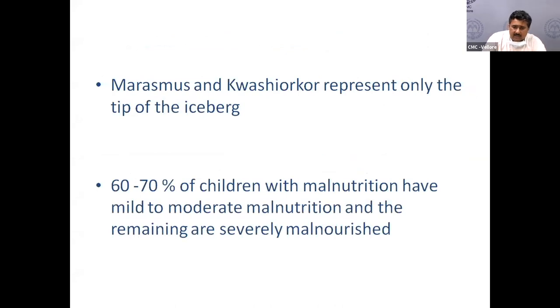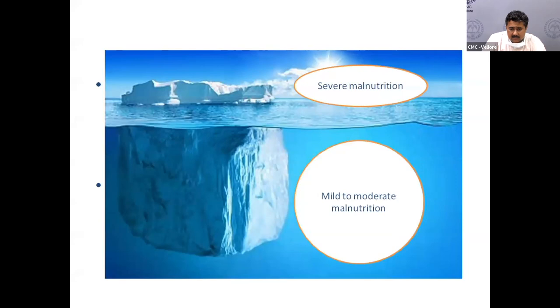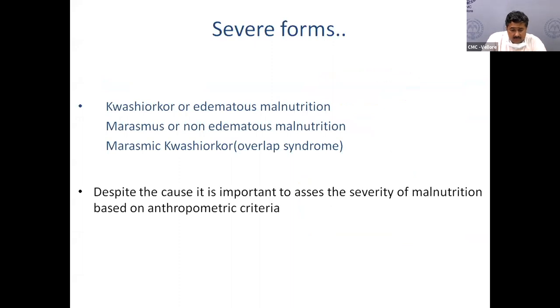Usually marasmus and kwashiorkor just represent the tip of the iceberg. 60 to 70% of children with malnutrition have mild to moderate malnutrition and the remaining are severe malnutrition. There is even a term, subclinical malnutrition, too. Where is the importance? Early detection and intervention have a key role. As I said, severe malnutrition is just the tip of the iceberg. Kwashiorkor was also called edematous malnutrition, and marasmus is also called non-edematous malnutrition. You can have overlap, which is called marasmic kwashiorkor too. Despite the causes, it's important to assess the severity of malnutrition based on anthropometric criteria. So I will explain in detail about kwashiorkor and marasmus, then go into the management and assessment.